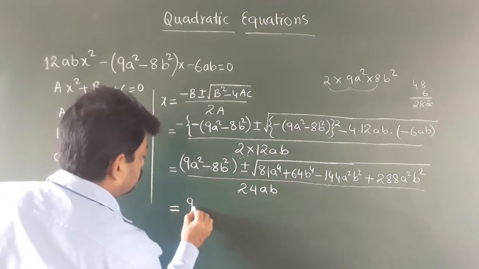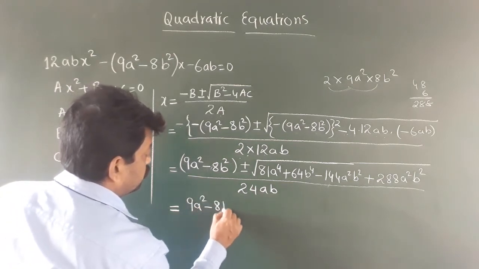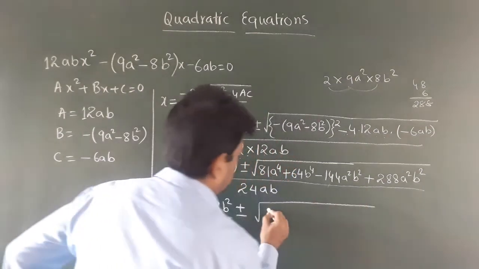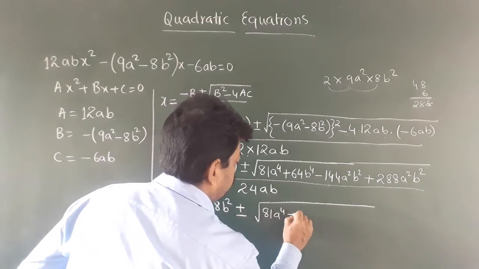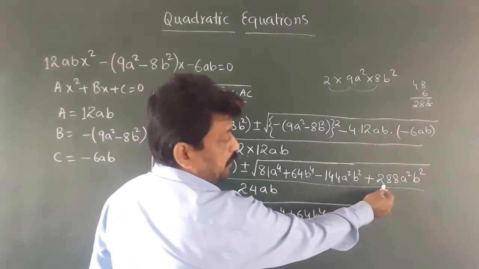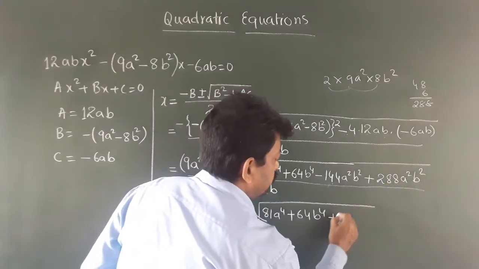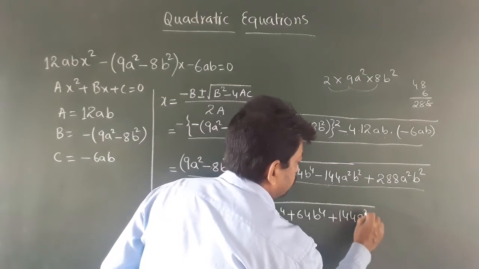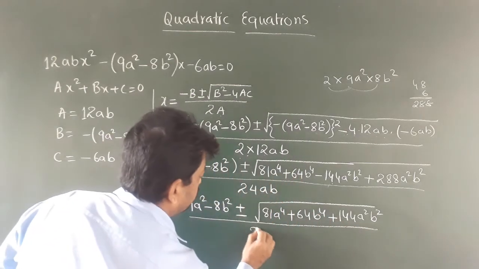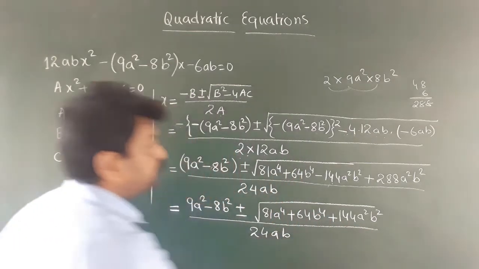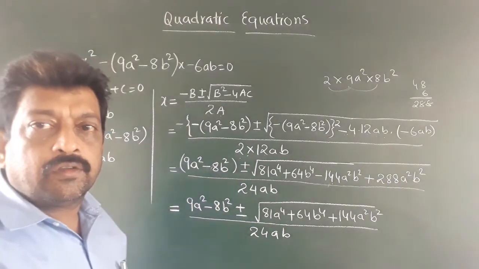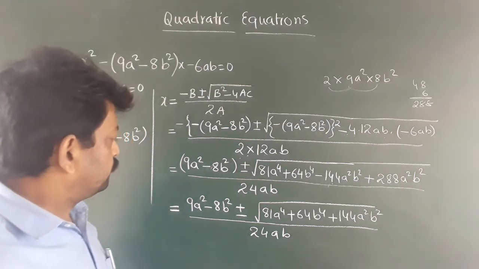9a square minus 8b square plus minus root over 81 a to the power 4 plus 64 b to the power 4 minus 144 a square b square plus 288 a square b square, that becomes plus 144 a square b square, upon 24ab. Okay, this much is clear. I think it is clear to you.